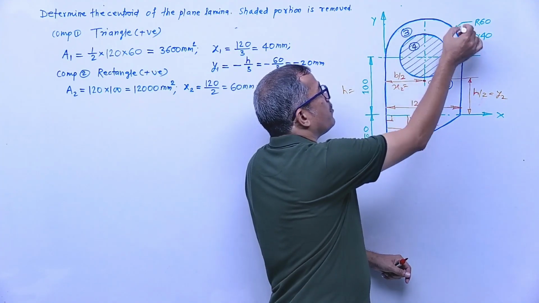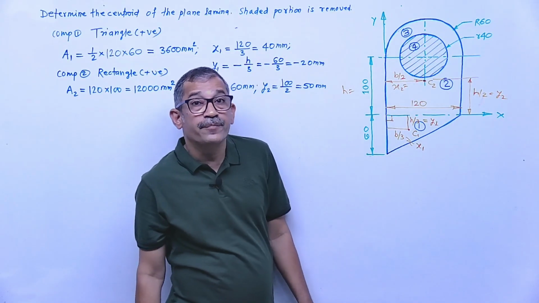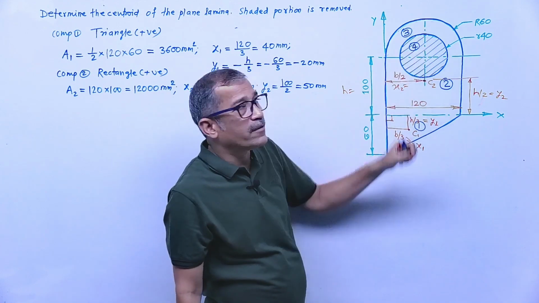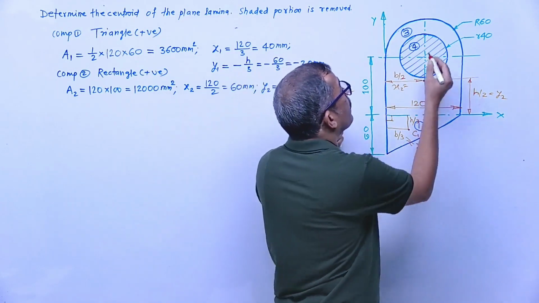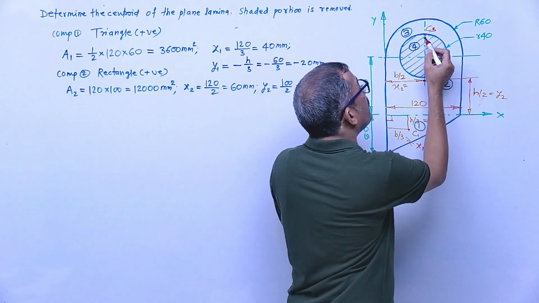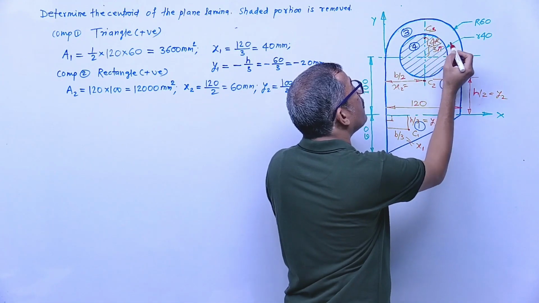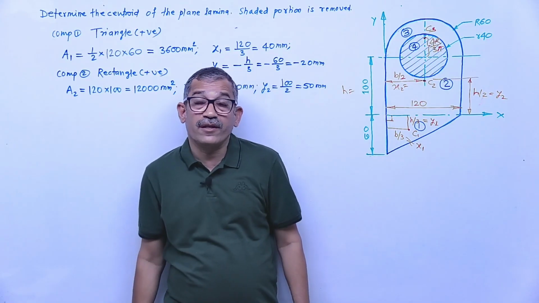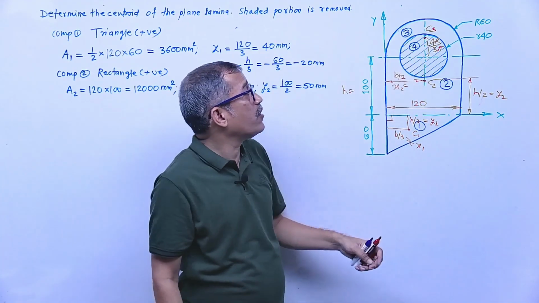Now semicircular lamina number 3. Where is the position of the centroid of a semicircular lamina? On its axis of symmetry. This axis of symmetry is vertical. Its diameter is horizontal. From the diameter, at what distance? 4r upon 3 pi. If I represent this point as C3, this distance is 4r upon 3 pi. Always keep in mind, for a semicircular lamina, the centroid is located on its axis of symmetry, at 4r upon 3 pi from its diameter.